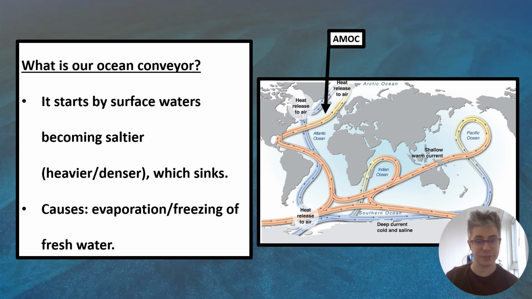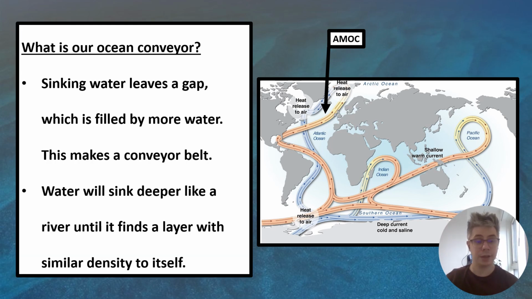The ocean conveyor starts when surface waters become denser and heavier and then sink. This is generally because they become saltier. The causes of this could be evaporation or freezing of fresh water, anything which is taking fresh water out of the system, which is making the remaining water relatively salty. That sinking water then leaves a gap, and that has to be filled by more water, and that makes a conveyor belt.